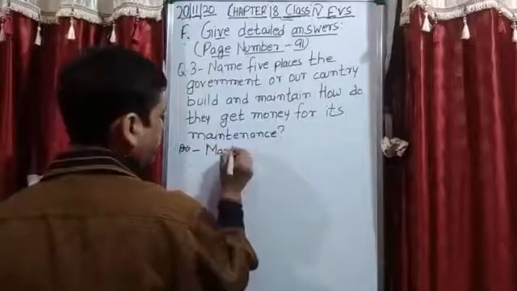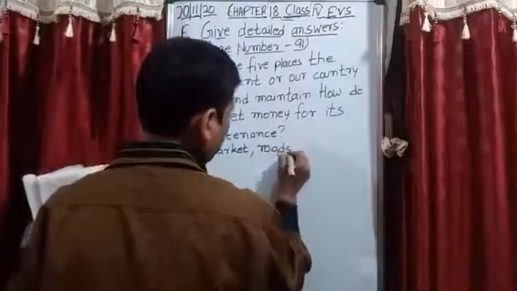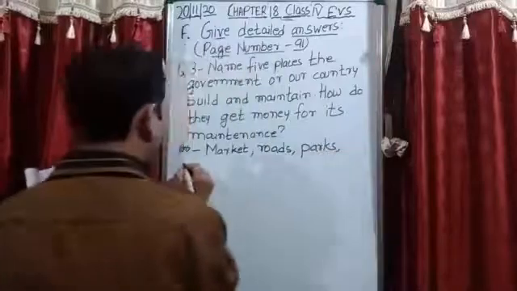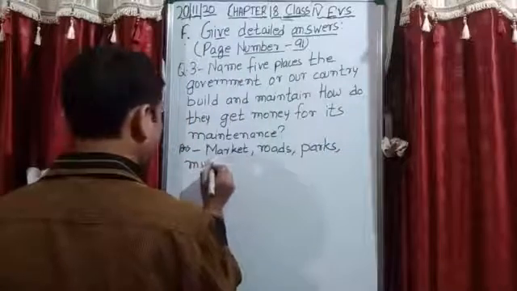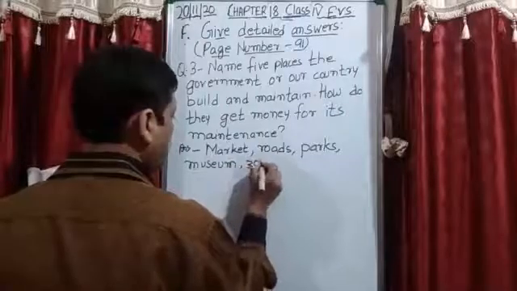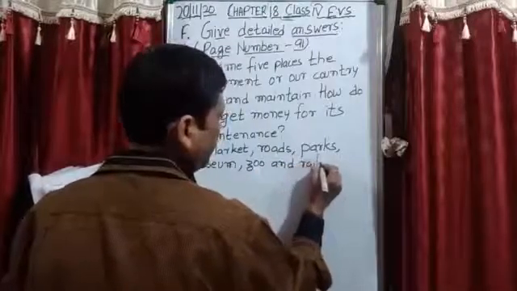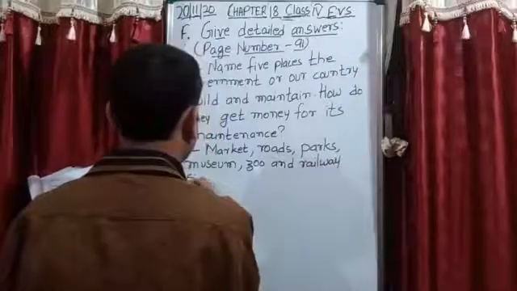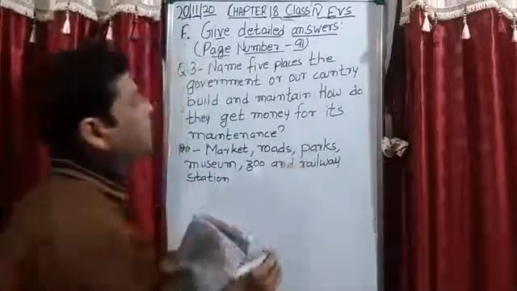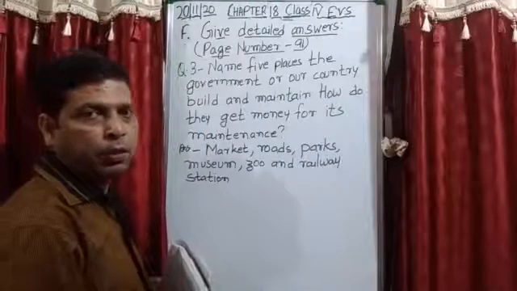Market, roads, parks, museum, zoo, and railway station. These are the 5 places or buildings which are maintained by the government.